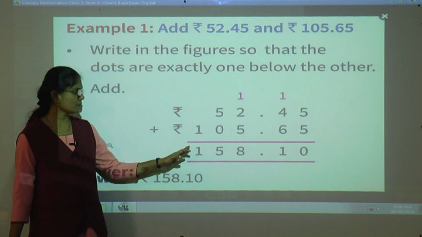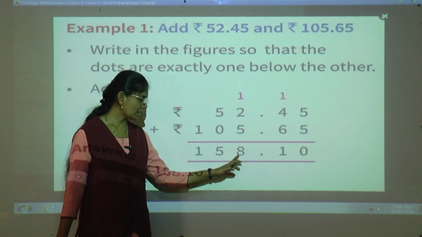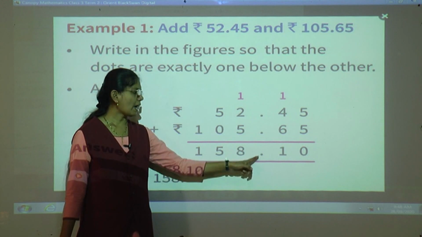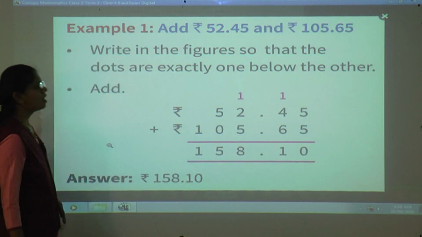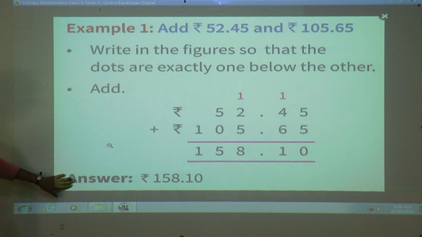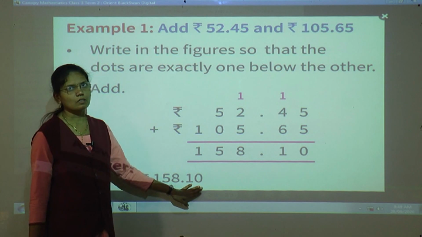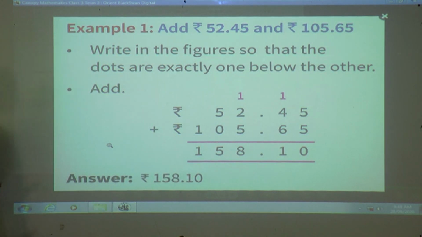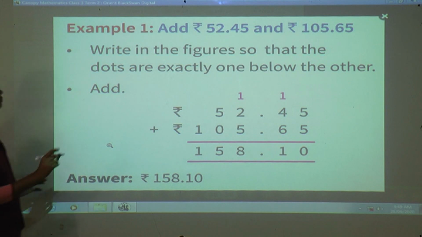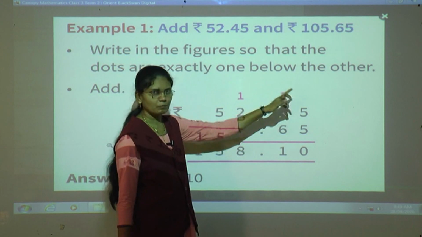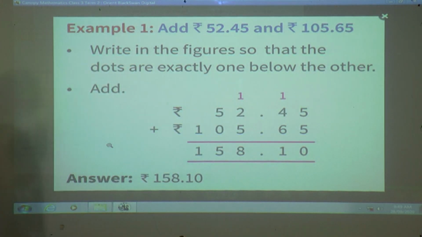So what is the addition? Rupees 158.10, meaning rupees 158 and 10 paise. This will be your answer. So finally you have to write the answer, rupees 158.10. In this way you have to do the addition. While doing the addition, what will you do? Keep the dots exactly one below the other. This thing you have to keep in your mind. The dots should be one below the other, and then you have to do the addition.